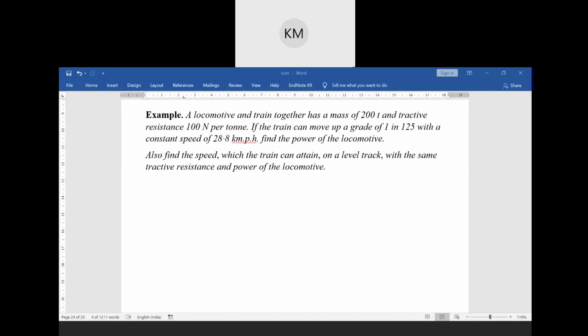Wait, just a minute. Before you start doing it, you have one speed also. Can you see the question? The constant speed of 28.8 kilometer per hour. Yes or no? So speed ko convert karna padega na, kis se kis tak convert karoge tum log? Good. So you have to convert it to meter per second. 28.8 kilometer per hour equals 8 meter per second. Now you can get back to that step, the mg sin alpha part, and tell me how much answer you have got. Do it.